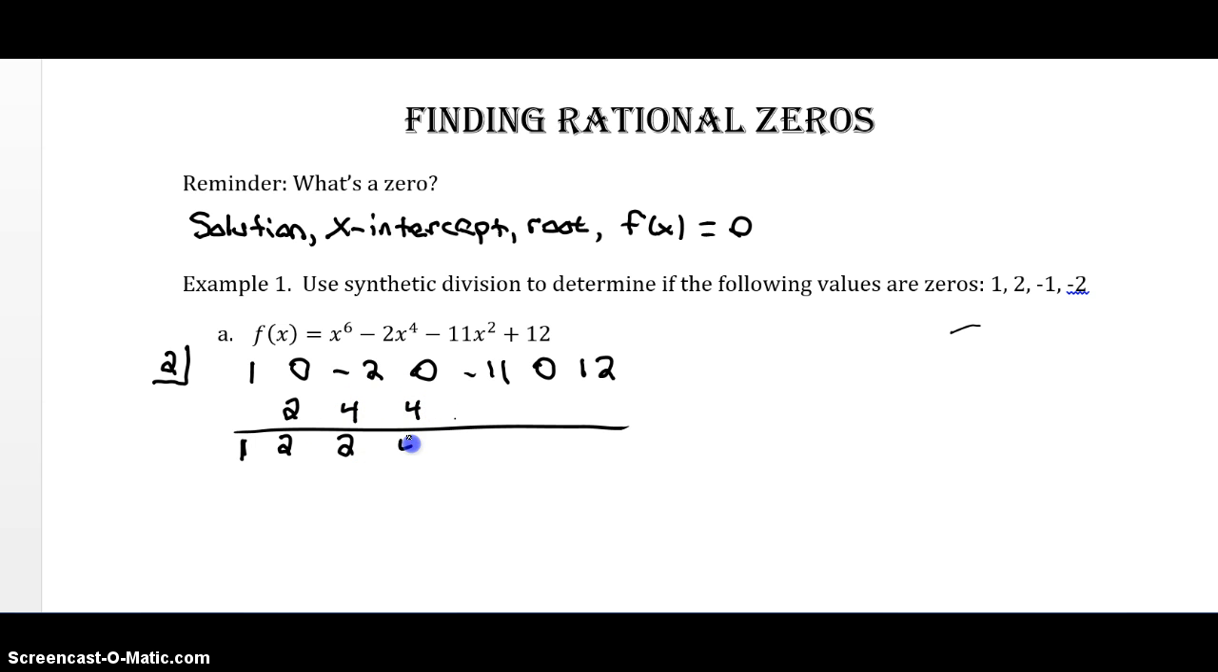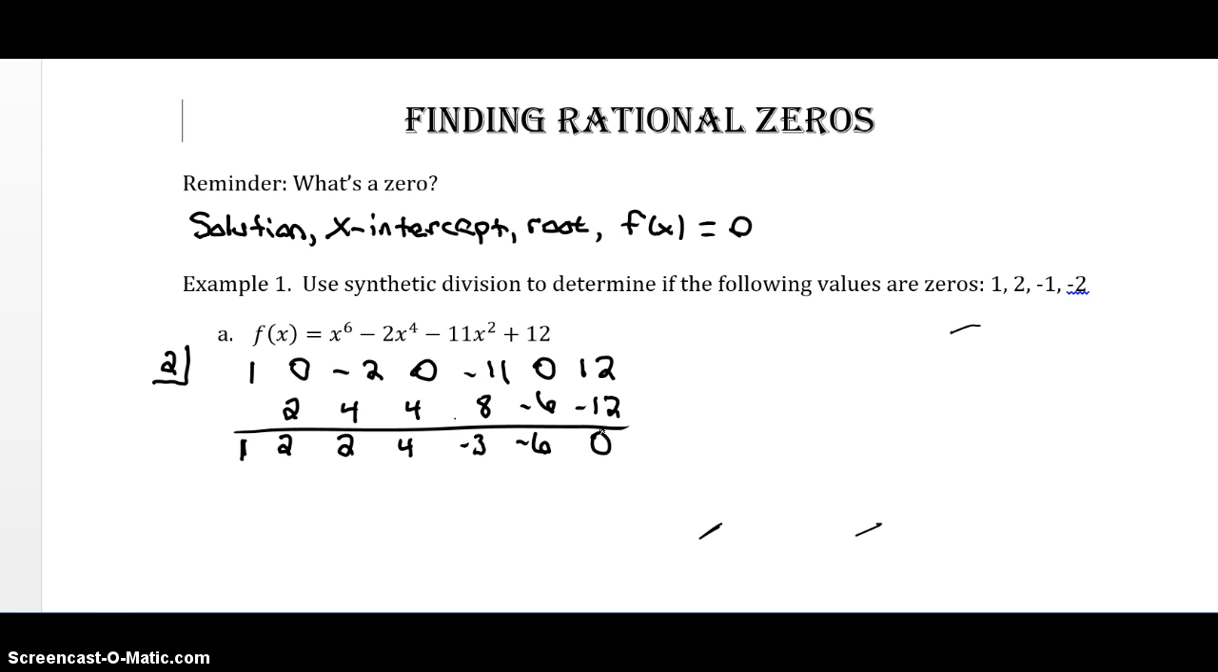0 plus 4 is 4. 2 times the 4 is 8. -11 plus that 8 is -3. 2 times that -3 is -6. 0 plus a -6 is -6. 2 times the -6 is -12. When I add these two together, I get 0.